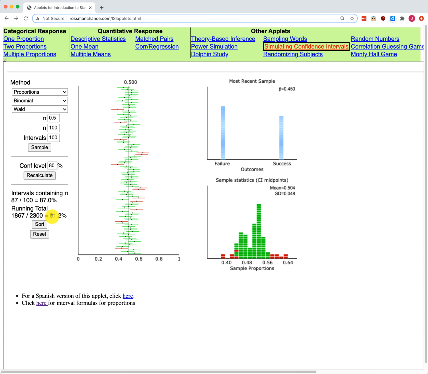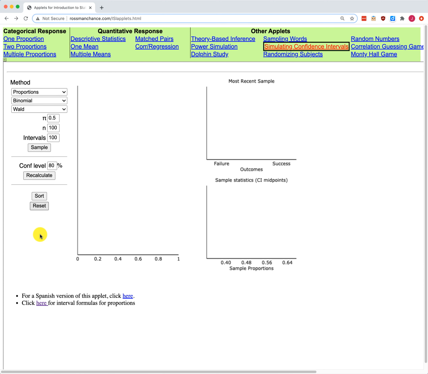All right, another question that I want us to look at. I'm going to reset this. I'm going to change, let's see, we have 0.5 for the proportion, and we have 100 for the sample size. We're going to make 100 intervals. I'm going to change my confidence level to 95%. And then sample.